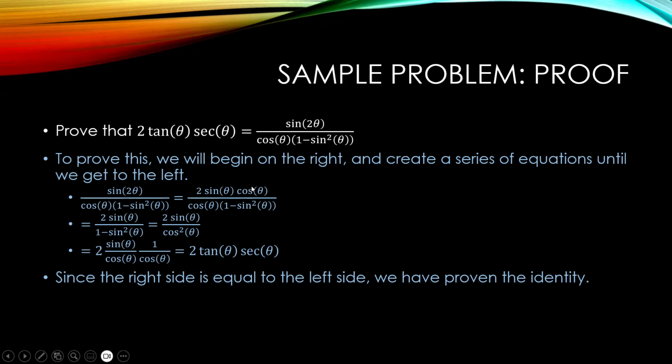Well, we can rewrite the top using the double angle formula. We can then cancel the cosines. And then we can rewrite the 1 minus sine squared in terms of cosine squared. Breaking it apart, we will get a sine over cosine and a 1 over cosine, which gives us the 2 tangent theta secant theta. And so this expression on the left and this expression on the right are the exact same thing. You do proofs like that a lot in trigonometry.